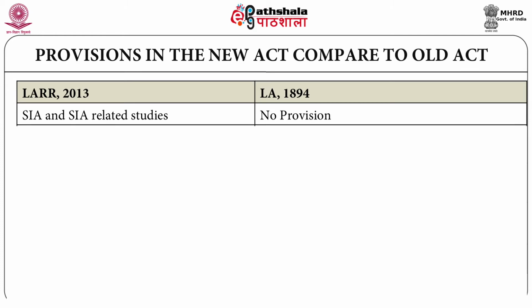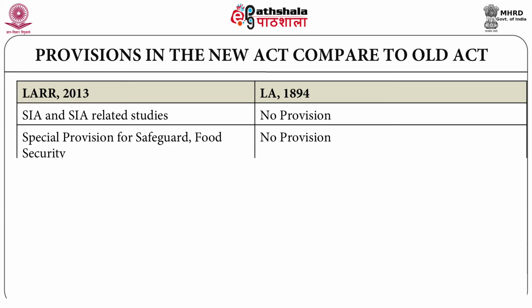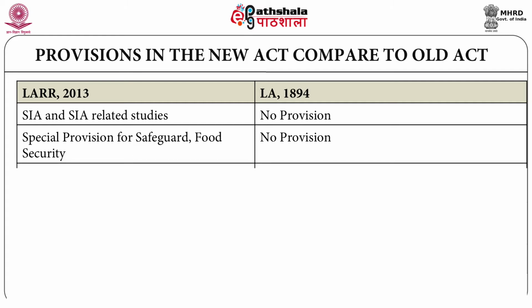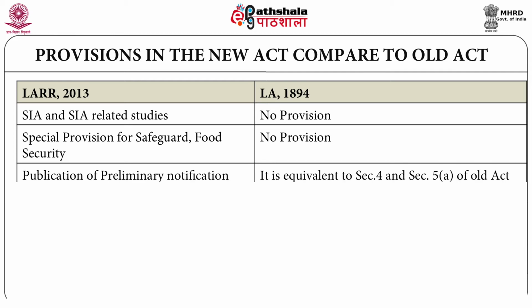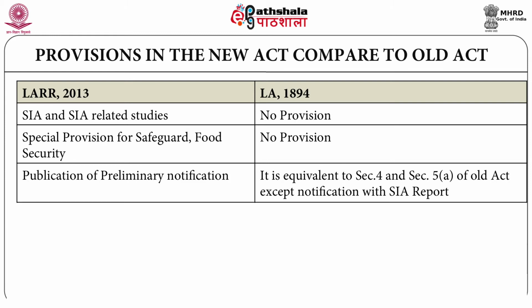Then there was also a provision in the LARR for special provision for safeguards, food security, etc., whereas in the Land Acquisition Act there was no such provision. Then we find that regarding the publication of preliminary notification, in the Land Acquisition Act also it was there, but without the notification of the social impact assessment.